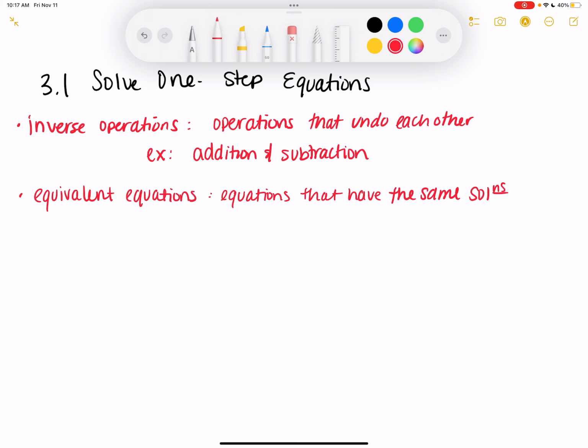Also, I don't remember if I've shown you this before, but if I write SOLN or SOLNS, that just means solutions. It's just a short way to write it.